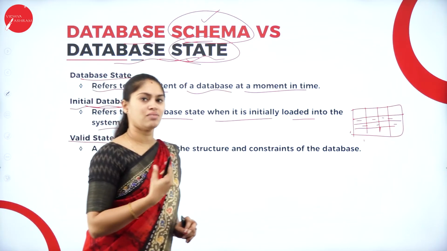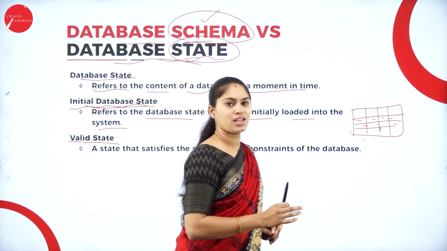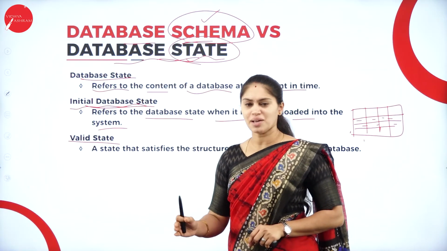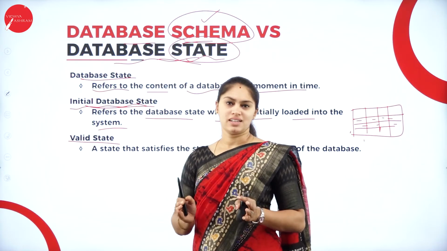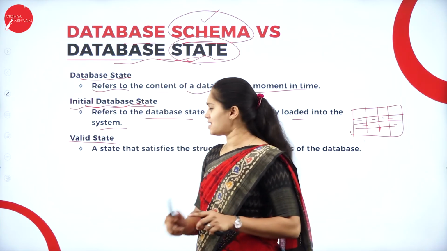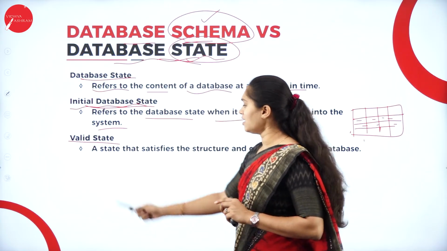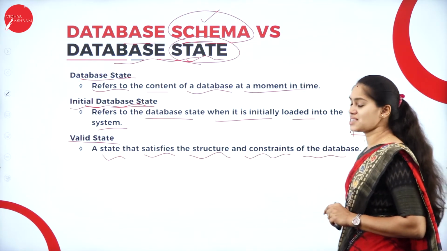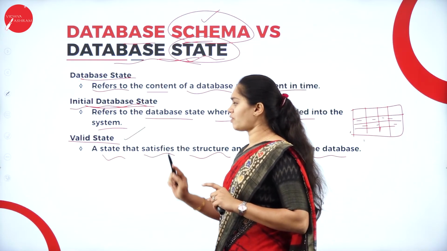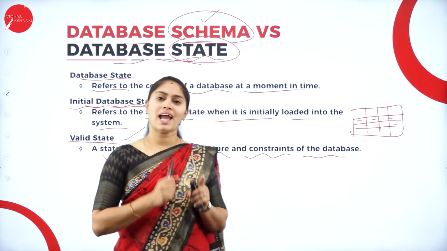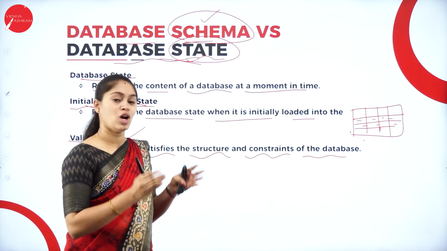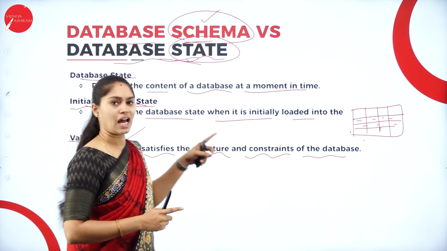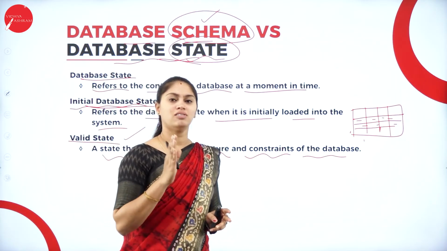And also we have a valid state. Whatever data we have has to follow the database structure, it must follow the data types, and it must obey the constraints. Then only I can say that it is a valid state. So a state that satisfies the structure and constraints of the database is considered a valid state. At any point of time, every piece of data needs to be validated.